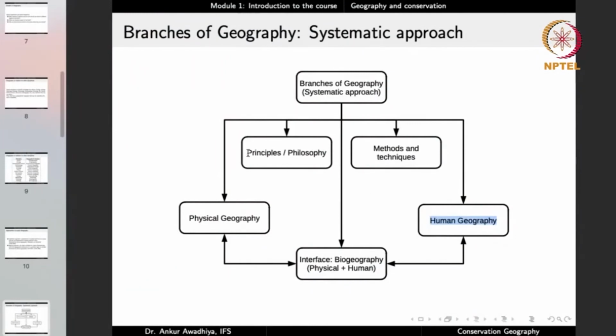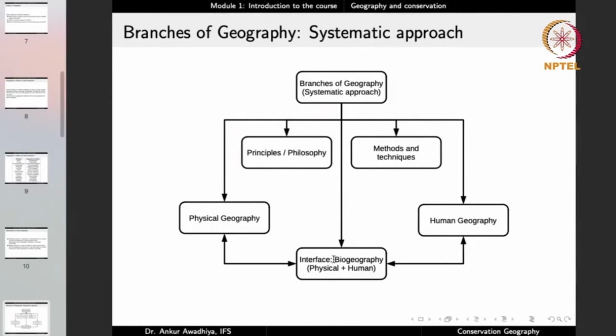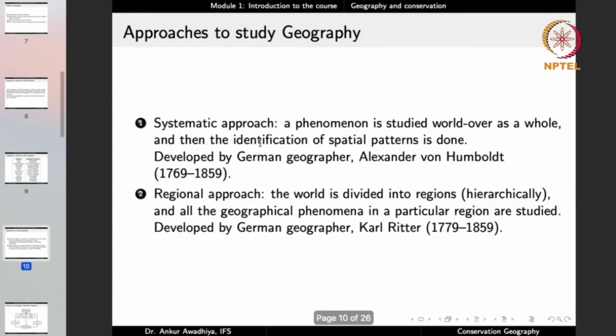When we ask about the principles or philosophy of geography, here again we are asking a worldwide question. If you look at methods and techniques of geography, if we take things such as the use of geographical information systems, then they are the same anywhere in the world. If we take the interface things like biogeography, again we have the same principles that apply all over the world. So this is the systematic approach. And in the case of the systematic approach, a phenomenon is studied world over as a whole, and then identification of spatial patterns is done.